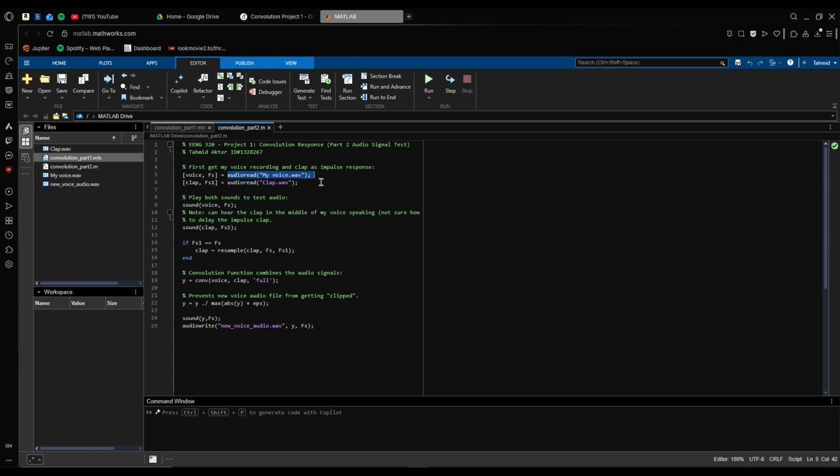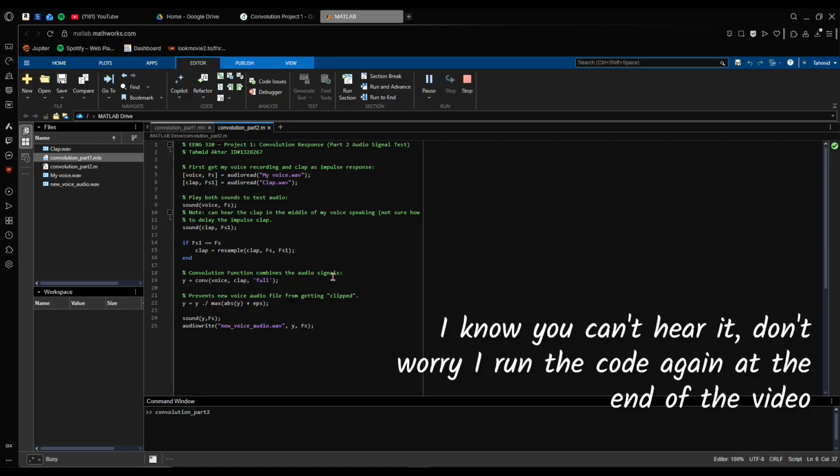My voice was recorded in a cleaner environment, damped, no echo. This clap was recorded in an empty room, so the echo is larger. Let me play it so you can hear it.